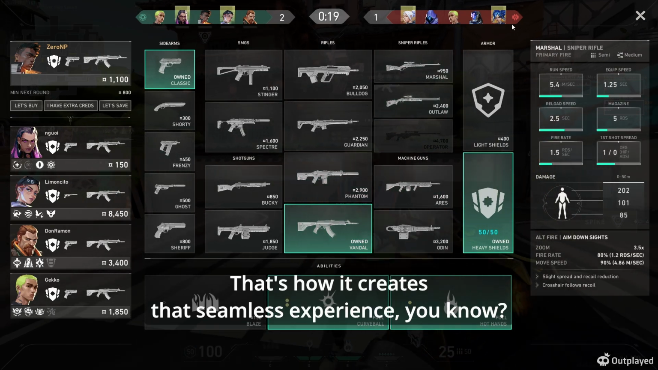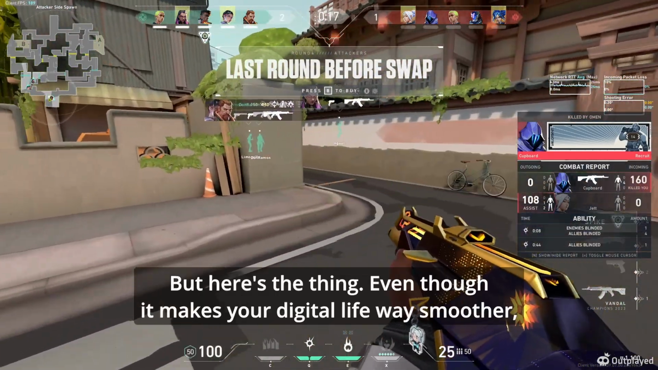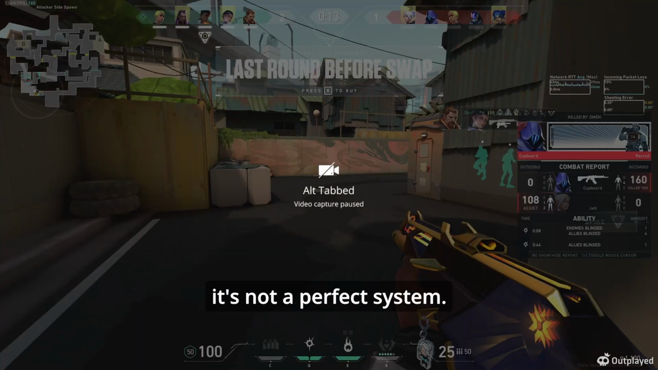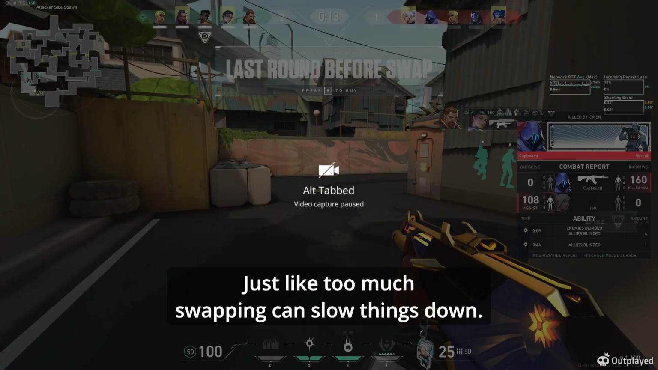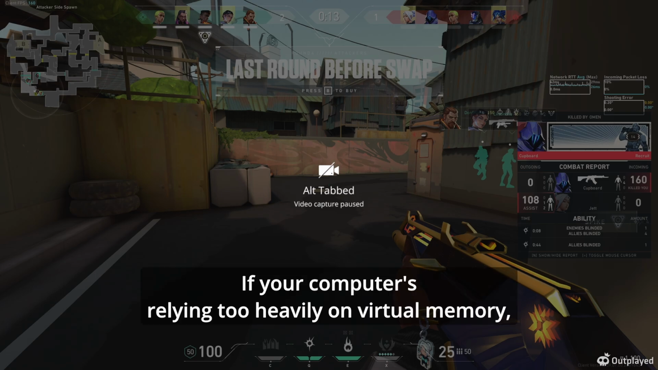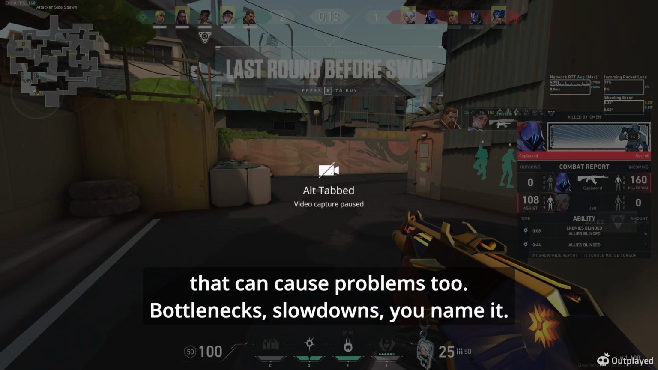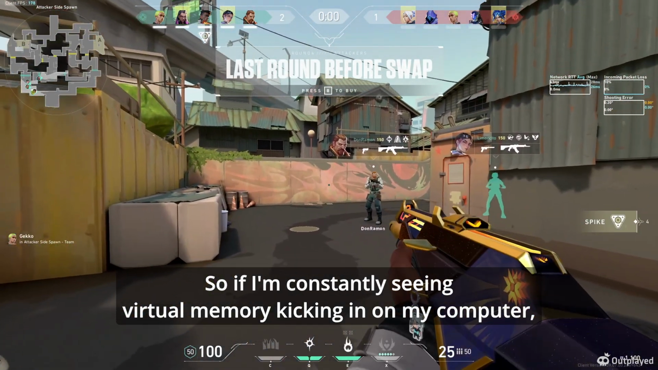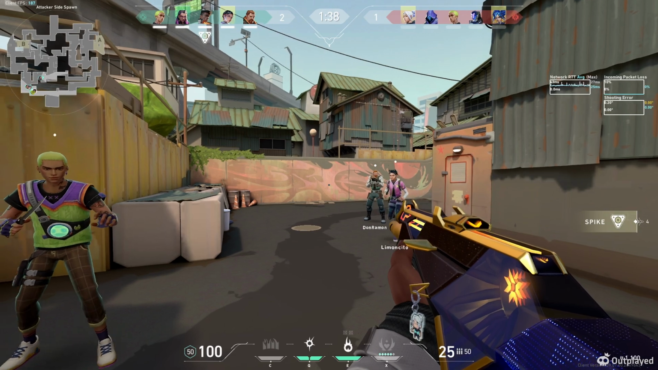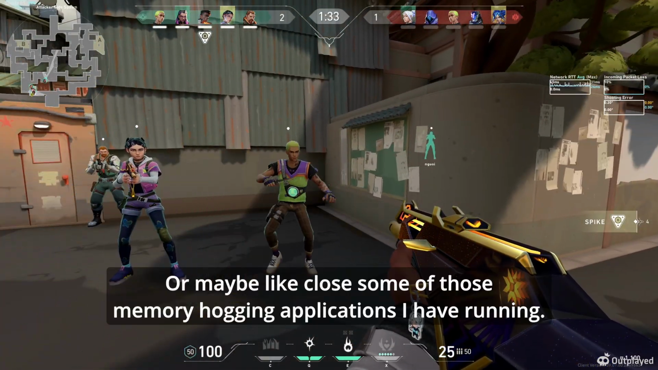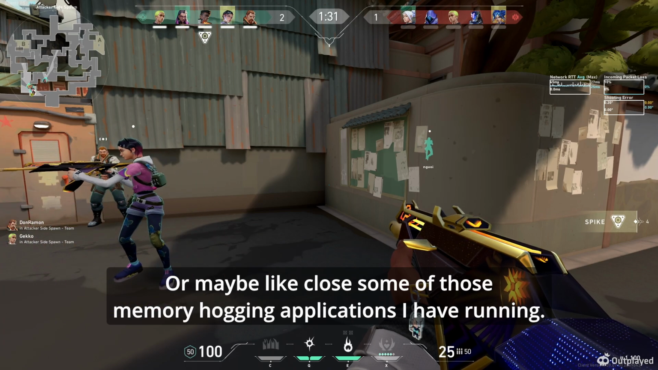That's how it creates that seamless experience. But here's the thing. Even though it makes your digital life way smoother, it's not a perfect system. Just like too much swapping can slow things down, if your computer's relying too heavily on virtual memory, that can cause problems too. Bottlenecks, slowdowns, you name it. So if I'm constantly seeing virtual memory kicking in on my computer, that's a sign I need to think about upgrading my RAM. Or maybe close some of those memory hogging applications I have running.